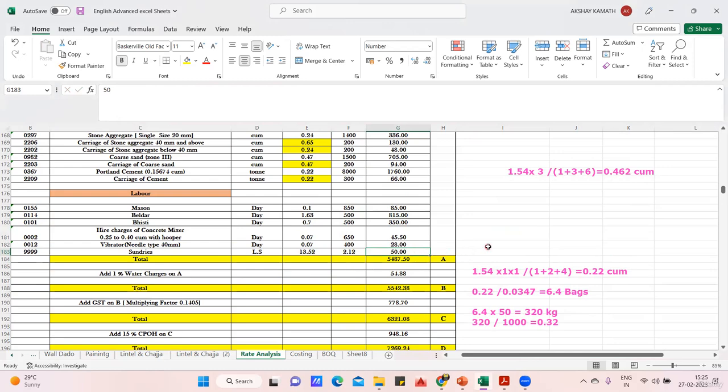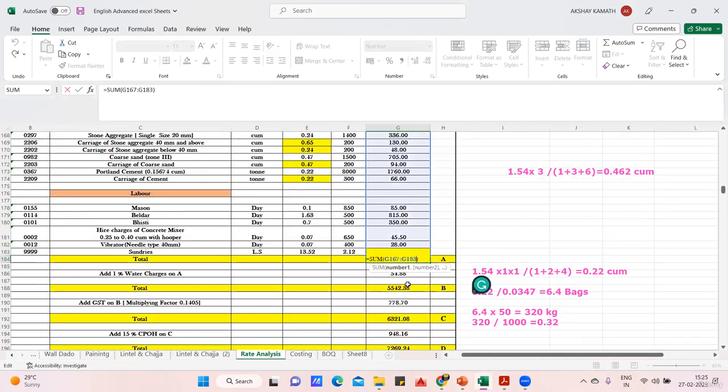I've seen through my experience that for M10 grade of concrete, for 1 cubic meter, if I add another 50 rupees extra, my cost will work out. Now after that you do the total. So the total will be adding everything from here to here. We added everything. You got 5487. On this you'll put 1% water charges. Then you'll do the total.